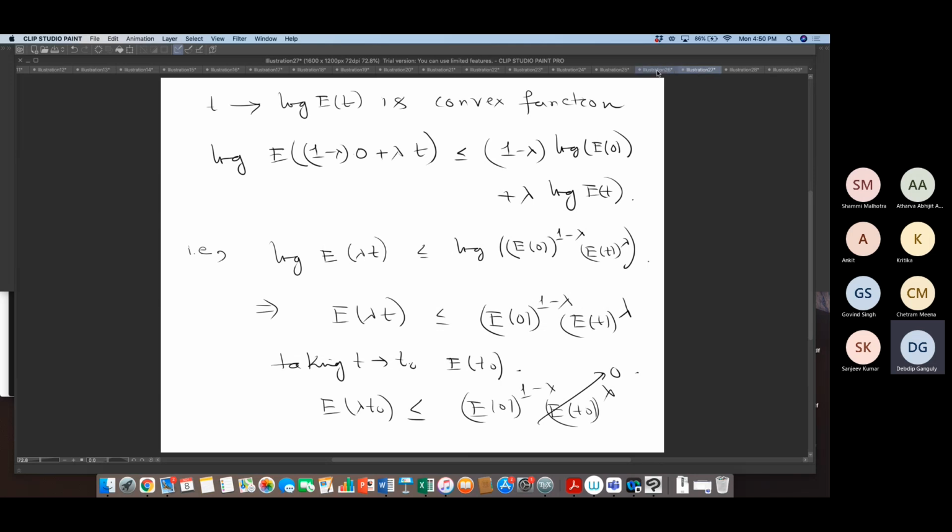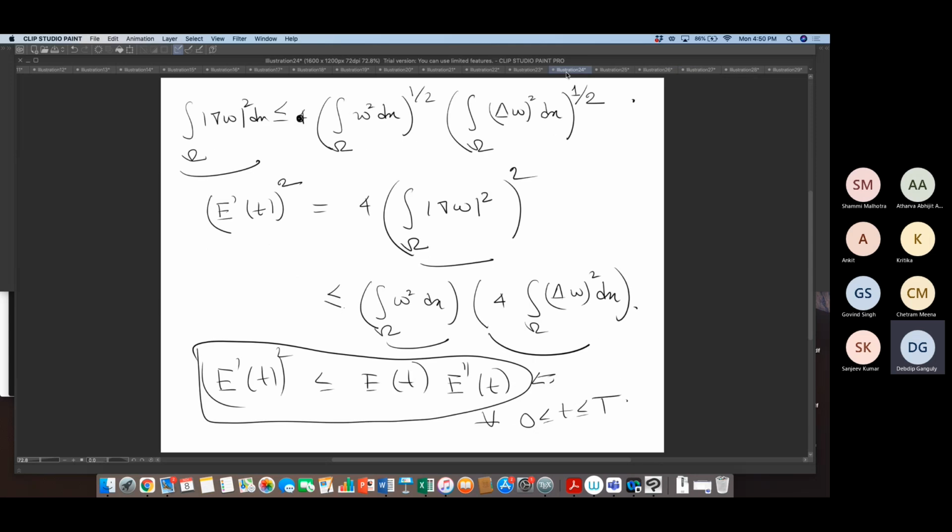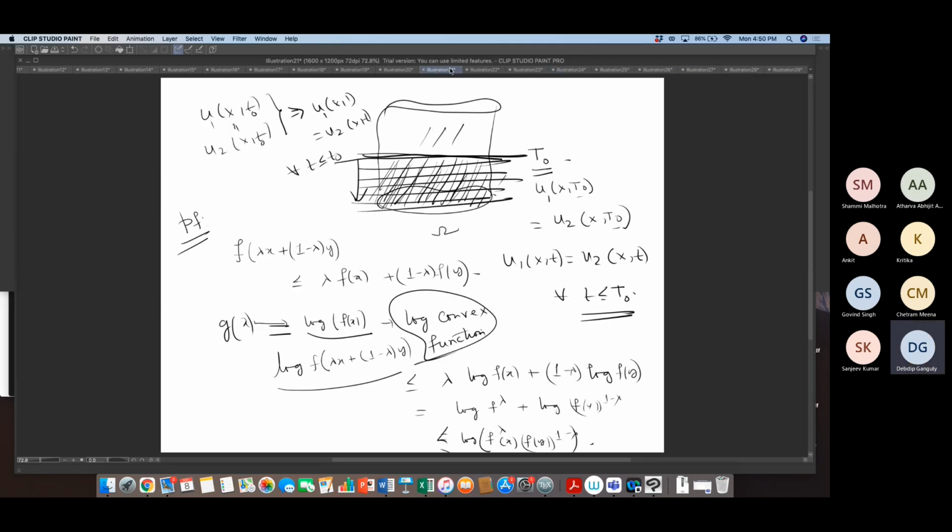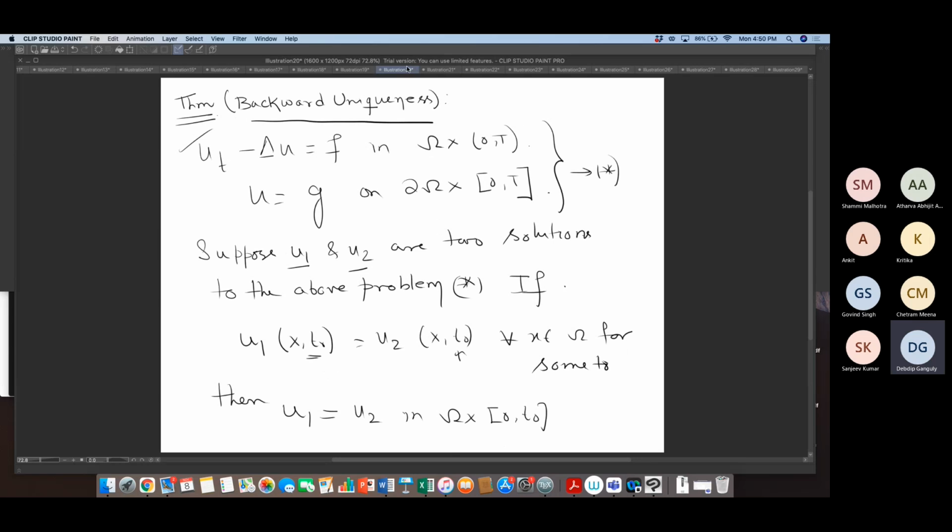So if you want to just hold on with this, it's a quite interesting theorem, but at least you should know the statement: if at one level t naught it is equal, then it will be equal at all t less than t naught. It's a very unique property, which is only true for the heat equation. So this is very interesting: if some solution is equal at some t naught, then it will always be equal below t naught, that is, for t less than or equal to t naught.